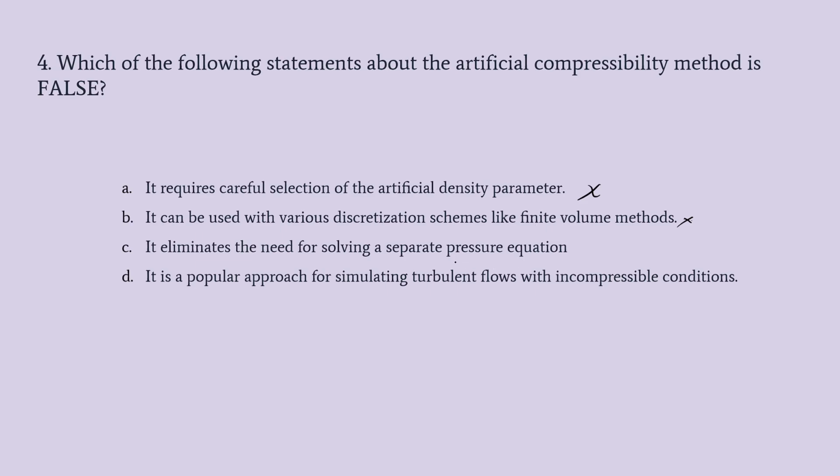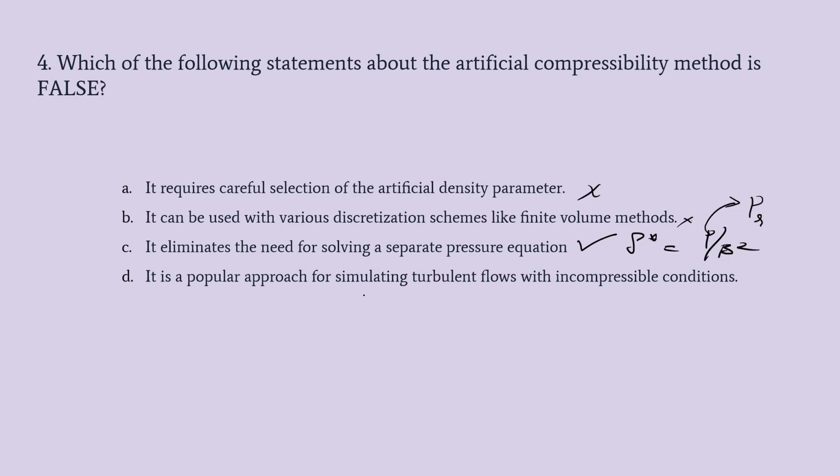Next one is that it eliminates the need for solving a separate pressure equation. This is the false, the wrong statement regarding the artificial compressibility method, because we are introducing rho star equal to p by beta square, so we have to solve this particular equation. It actually brings a pseudo time loop from which we will be finding this pressure p.